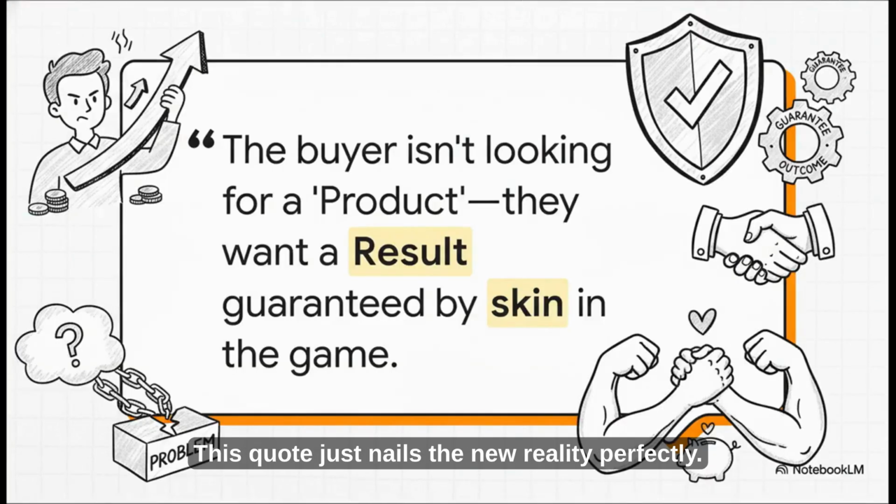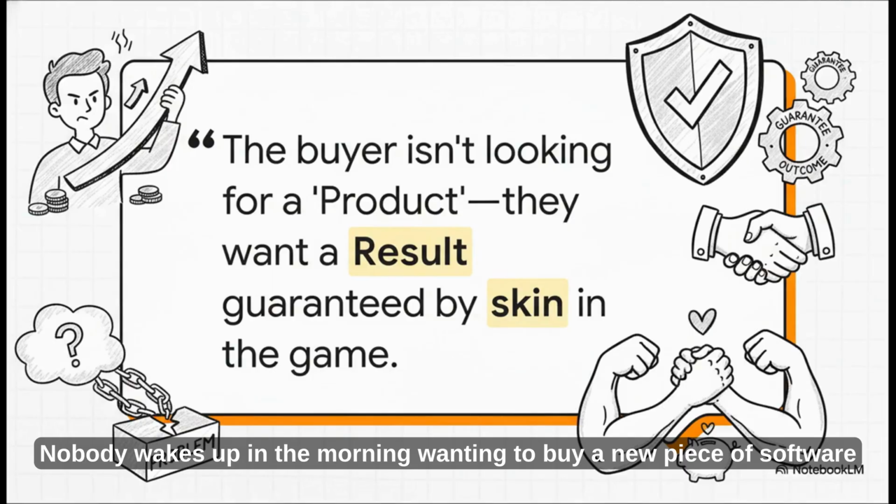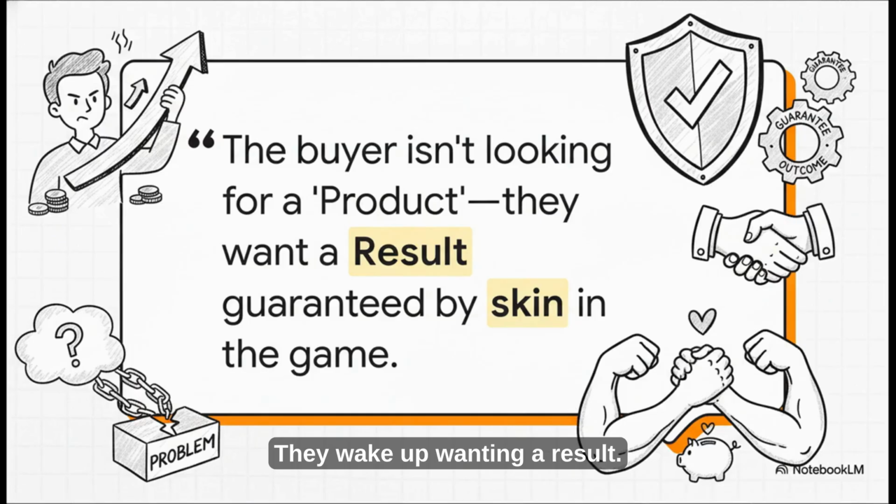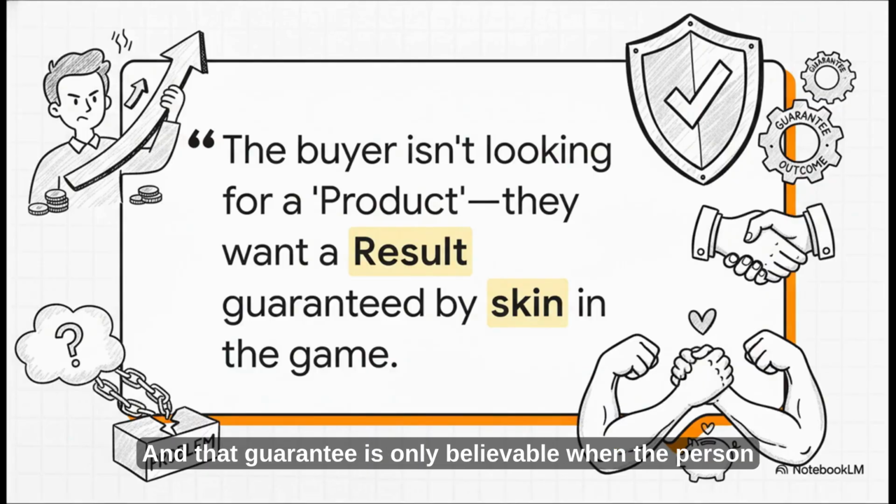This quote just nails the new reality perfectly. Nobody wakes up in the morning wanting to buy a new piece of software or another online course. That's not what they want. They wake up wanting a result. They just want their problem to be gone. They are searching for a guaranteed outcome. And that guarantee is only believable when the person making the promise has some real skin in the game. The entire game shifted from mere persuasion to absolute, unwavering commitment.